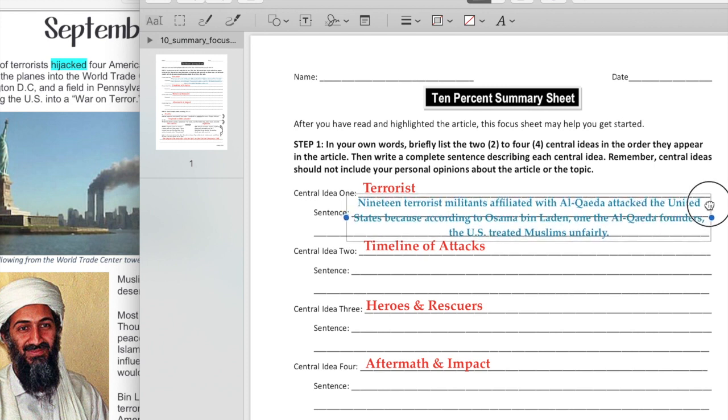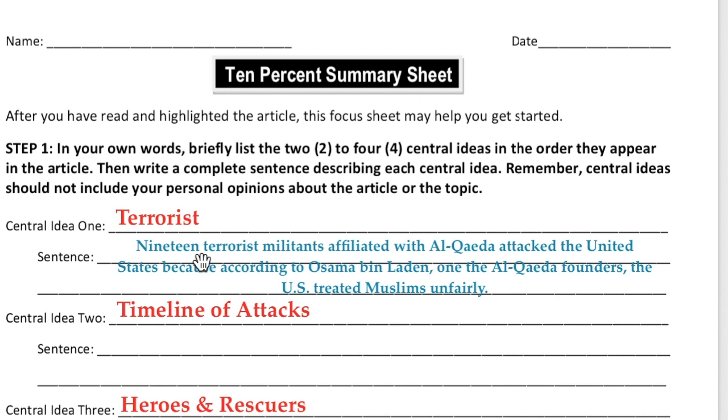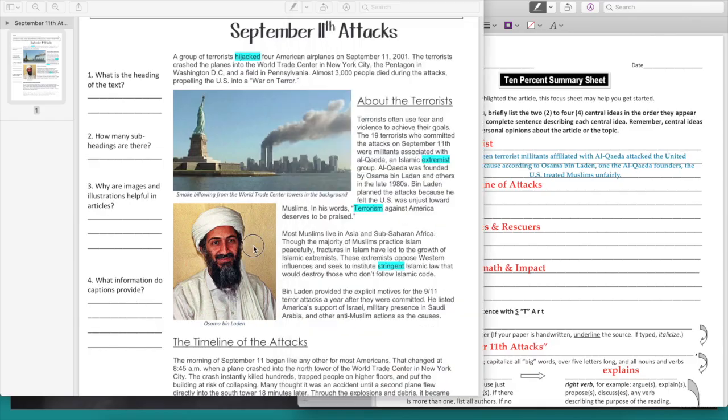And hopefully you can see this. This is kind of funky here. So let me read that again. 19 terrorist militants affiliated with Al-Qaeda attacked the United States because according to Osama bin Laden, one of the Al-Qaeda founders, the U.S. treated Muslims unfairly. That's our first central sentence after our topic sentence. All right, so now timeline of attacks.